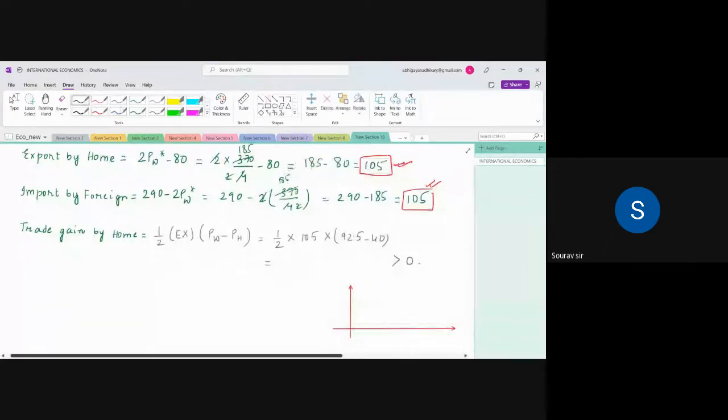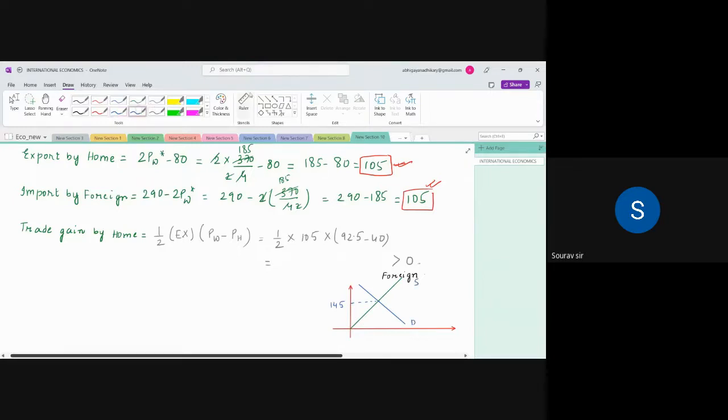So this I'm drawing for foreign. So this will be the demand. Let's draw a steep one and we'll have a supply. Steep one. So that gives my answer at 145. So this is the demand, this is the supply.